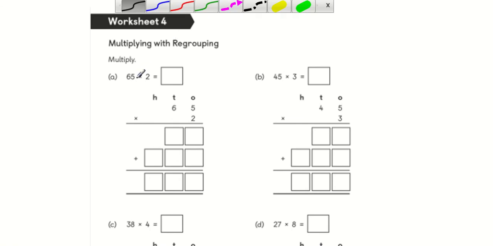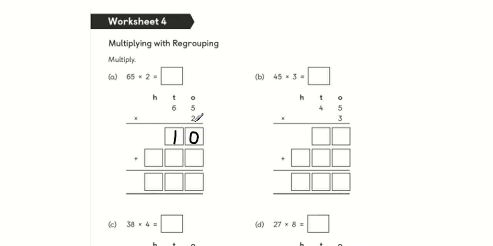out. Okay, so the first one we're doing is 65 times 2, and really helpfully we have got the column out here for us already. Remember step 1, multiply the ones. 2 times 5. I count up in 5s, 5, 10. That's 2 5s, I've got 10.